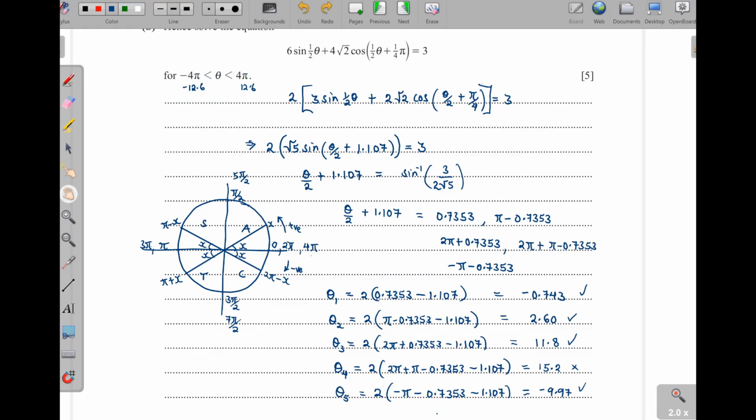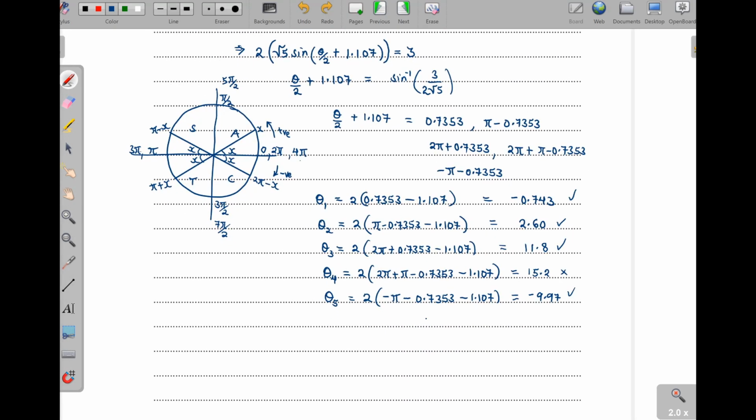So that means I'm going to write down my 4 answers here as theta, which is going to be equal to, I can write them maybe in order, from the smallest: negative 9.97, then negative 0.743, then the next one is 2.60, and then lastly we have 11.8. These are all to 3 significant figures.